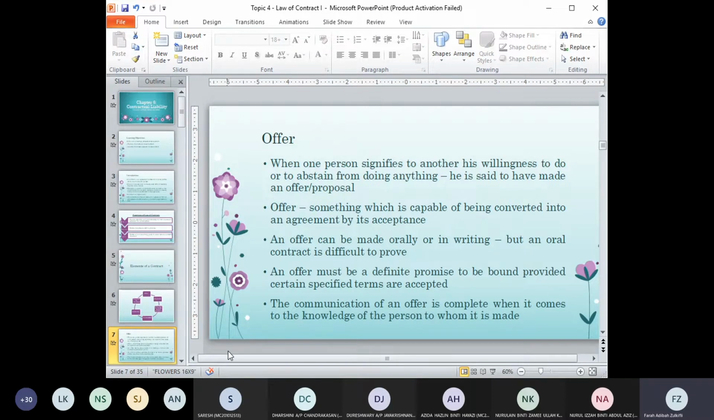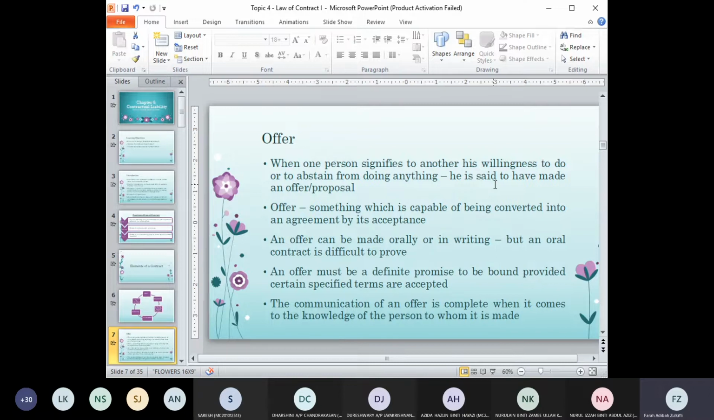So if you open the Contracts Act 1950 at Section 2. So this term, the first one, when one person signifies to another his willingness to do or to abstain from doing anything, that is the definition of offer according to the Contracts Act 1950.